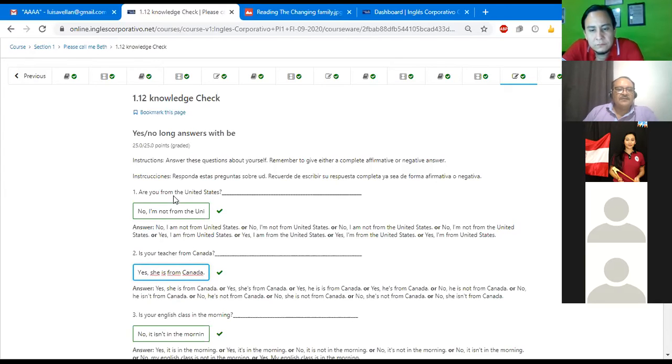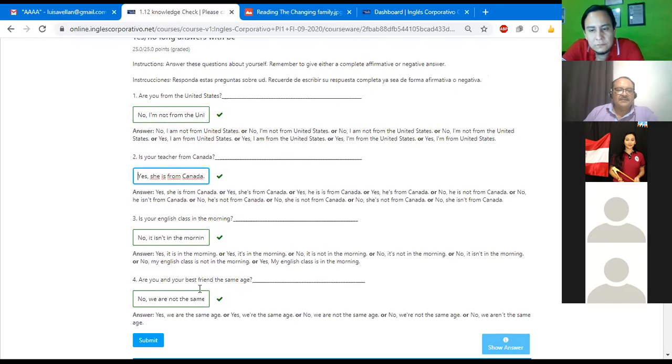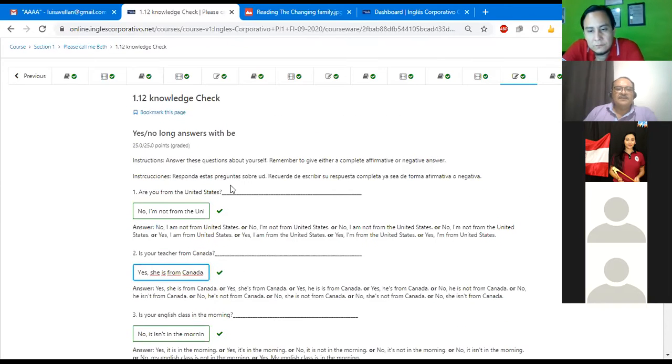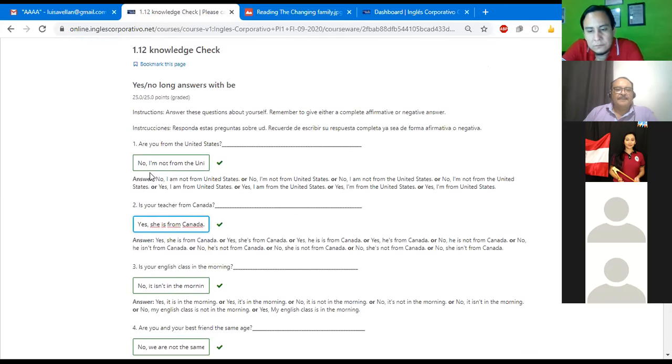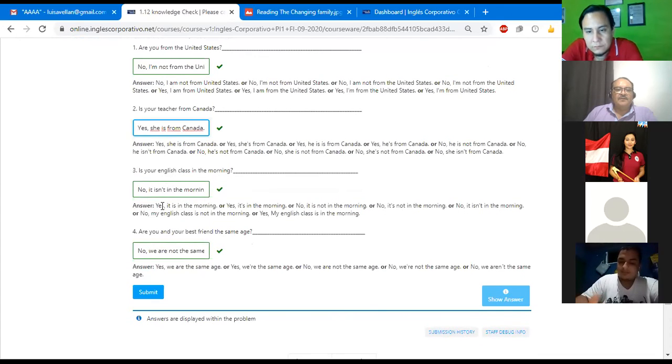Lo que yo hago en algunos casos, pero aquí estoy viendo que, aquí porque tengo yo las respuestas, aquí no veo que en las preguntas hayan contracciones. A veces lo que hago es copiarlo, copy paste del mismo ejercicio y lo busco por acá. O me voy a otro ejercicio donde esté y lo traigo. Okay, but then you can see here, you can use: No, I am not from the United States. Ocupe las mismas respuestas, solo que sin el apóstrofe. Here the same. Yes, she is from Canada. Okay. And no, yes, it is.